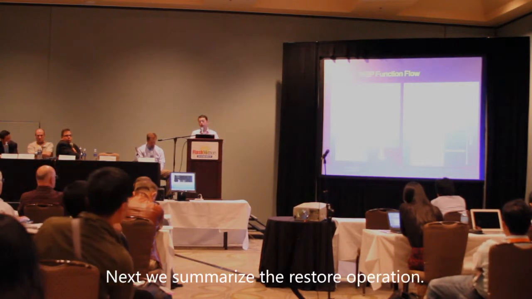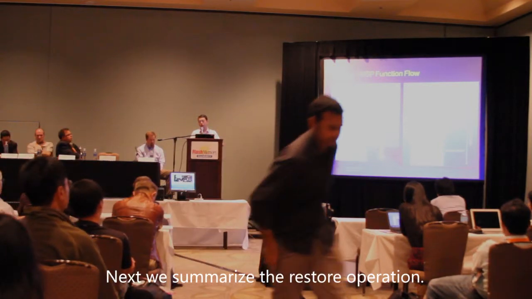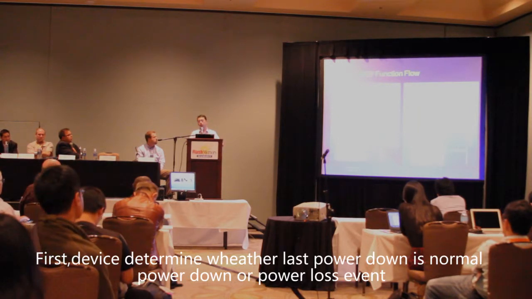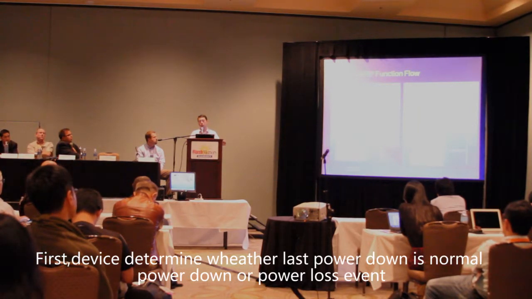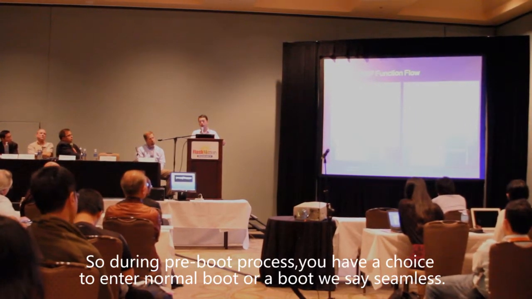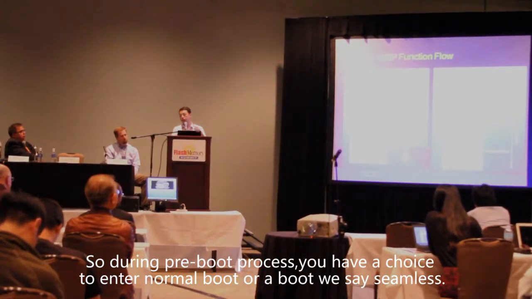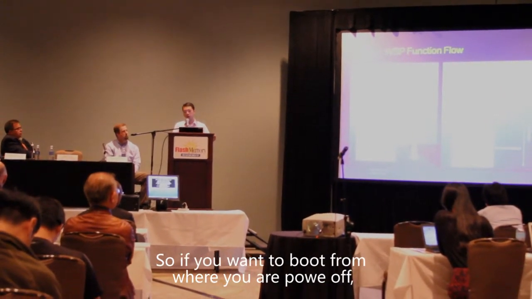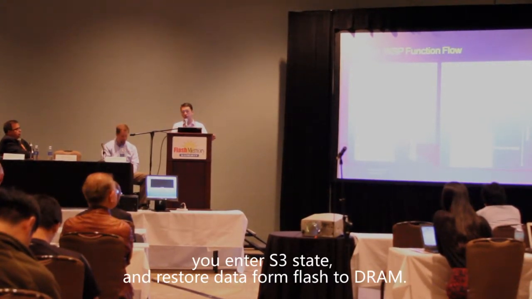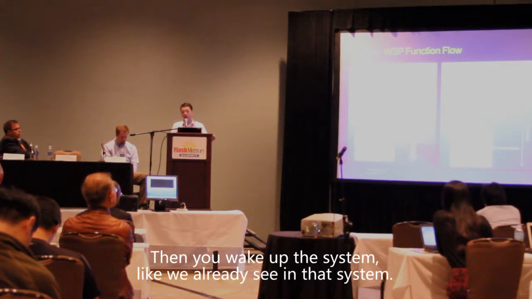Then you're done. The next time when you restore the operation, first the device is going to determine whether the last shutdown or power down was a normal power down or due to a power loss event. During the pre-boot process, you have a choice to enter normal boot or enter a boot like we've seen. If you want to boot from where you left off, you enter the S3 state, restore the data from flash to DRAM, and then you wake up the system, like what we've seen before in this system.